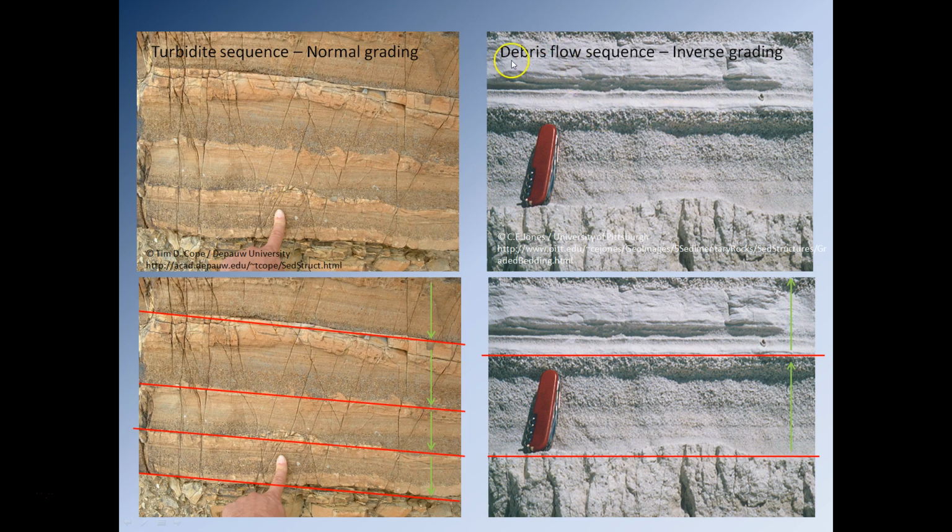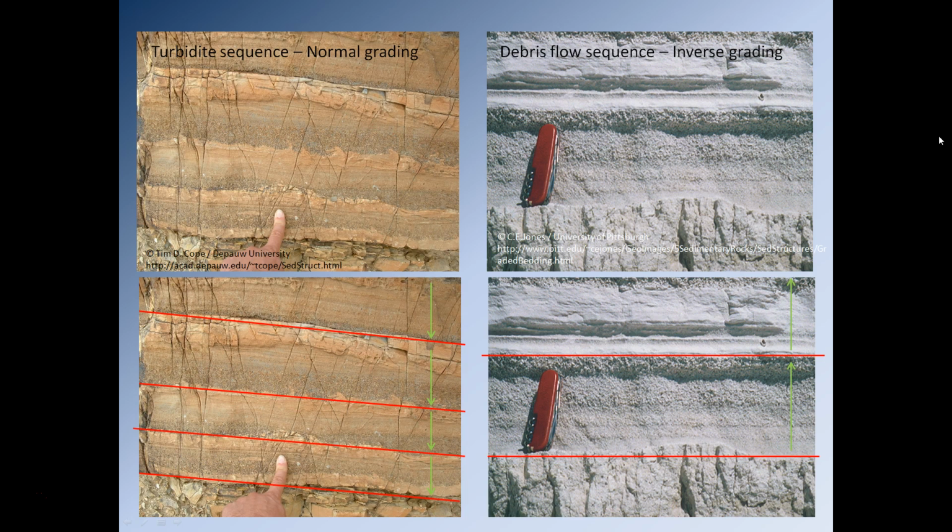Here we have inverse graded bedding. This is from a debris flow, a landslide. So what can we see? Here's the bottom of our layer, and here's the top of our layer. The layer itself does look very powdery, but you'll notice that the smaller material is at the bottom of the layer, and the larger material is at the top. So in this case, we have the clast sizes increasing as we go up. That's inverse graded bedding.